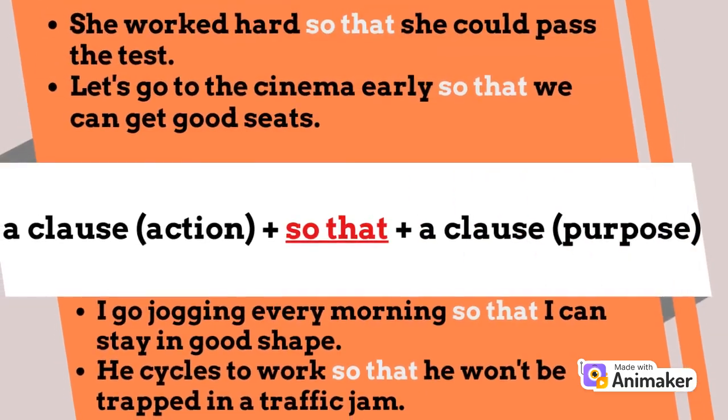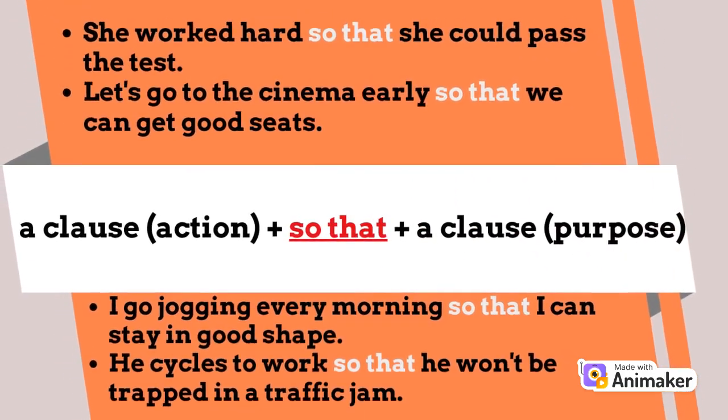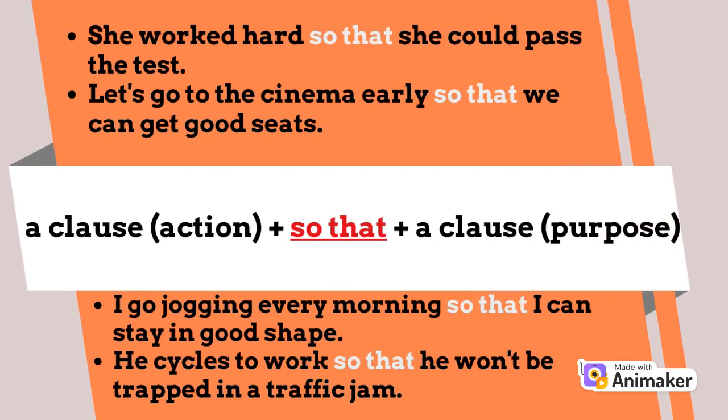Now let's take a look at the pattern and some examples. The pattern is a clause which indicates the action plus so that plus a clause which indicates the purpose. The examples are, she worked hard so that she could pass the test.